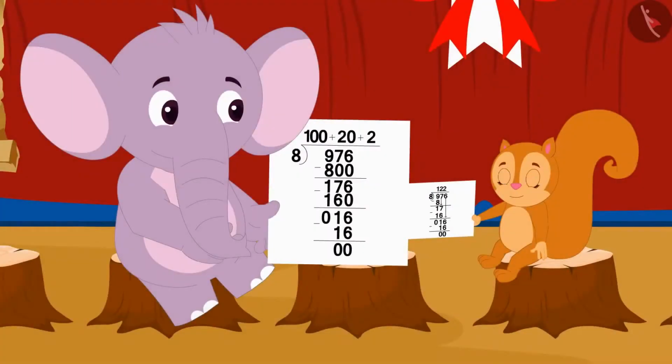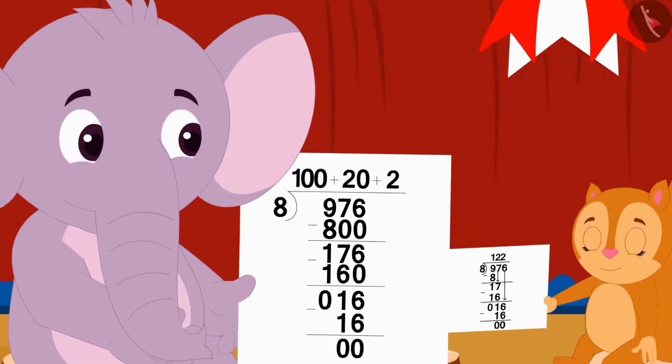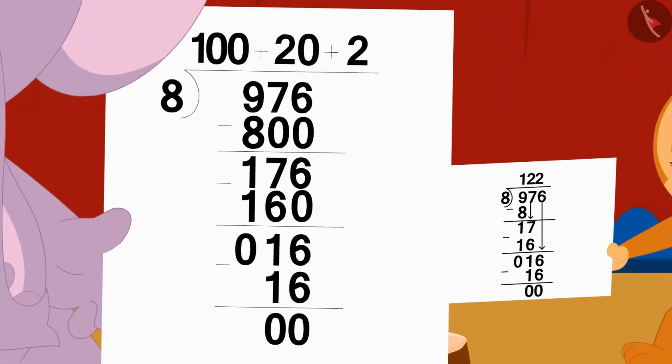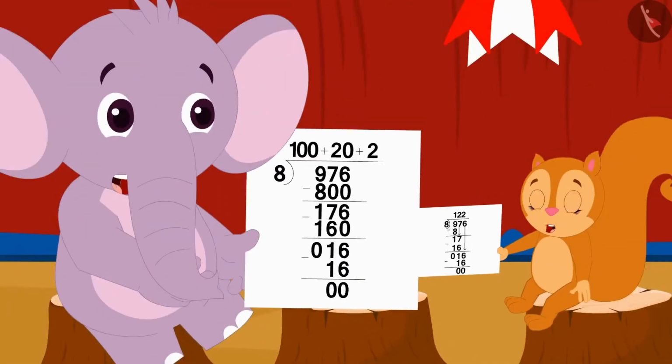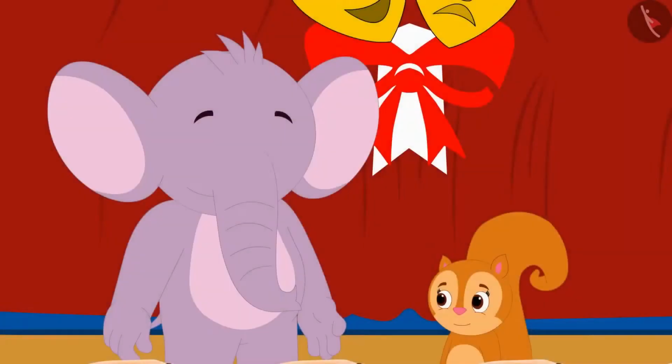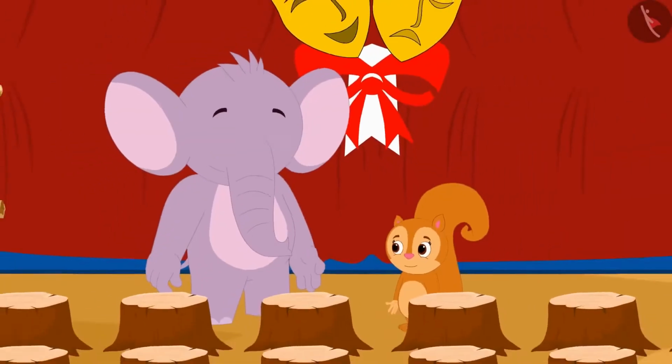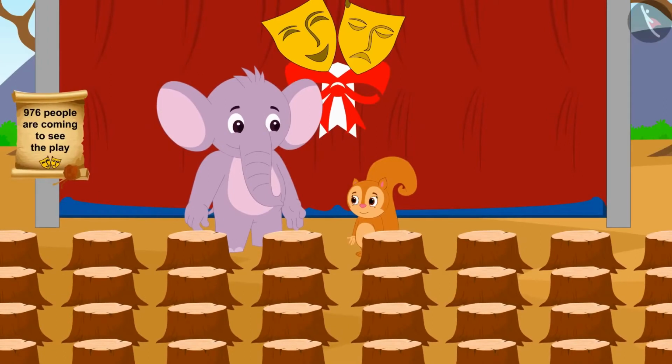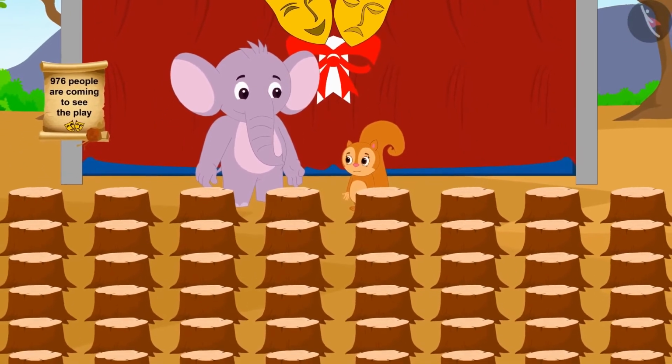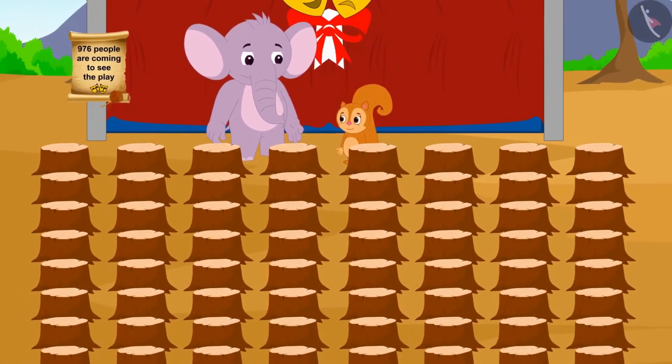Chanda and Appu were shocked when they saw how to do each other's division. Both used different procedures, but both had exactly the same answer. Chanda took the help of Appu and quickly made 122 rows of 8 chairs each and used all the 976 chairs.